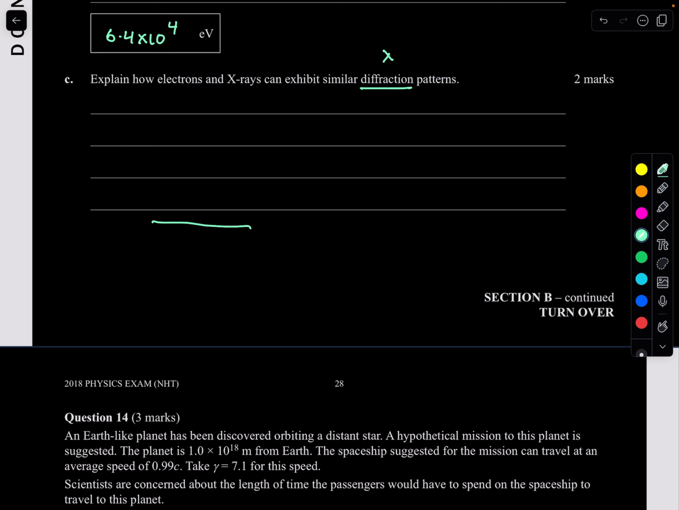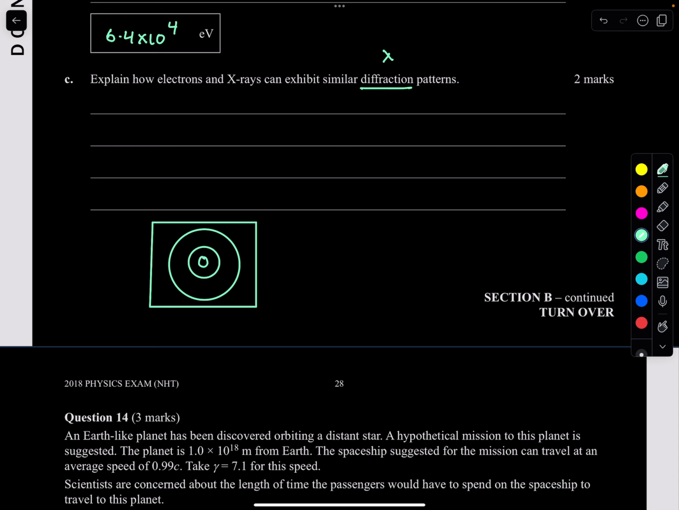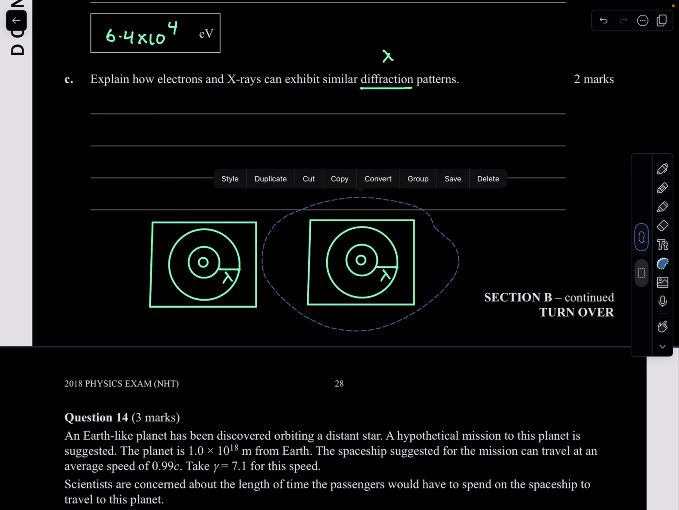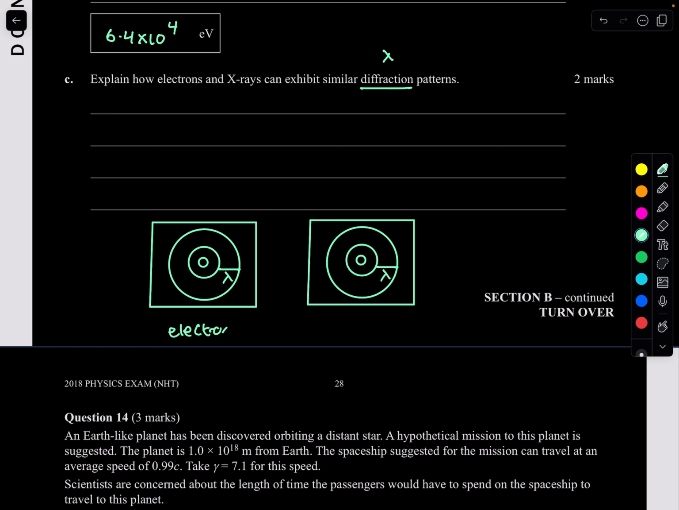This was actually proven when they took electrons and hit them on a crystal. Imagine this is your diffraction pattern. It's not the best diffraction pattern. They saw that the wavelength was the same. If you had the same wavelength for an electron, you would have a similar pattern as for an x-ray. So that's why they proved that. It depends on the wavelength. If the de Broglie wavelength of an electron is the same as the wavelength of the x-ray, they would both have a similar diffraction pattern. So that's how they proved it.